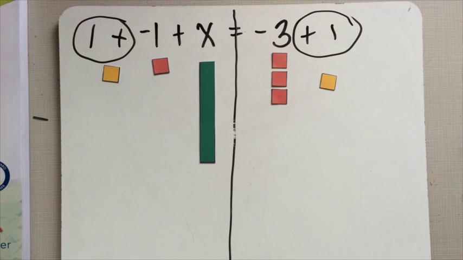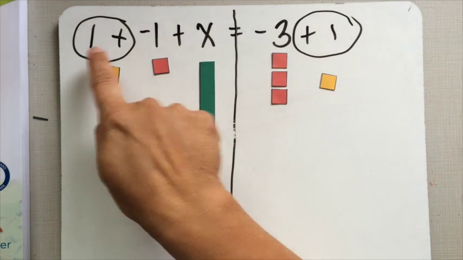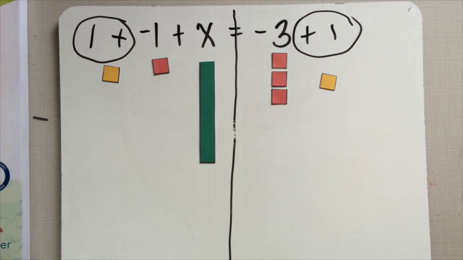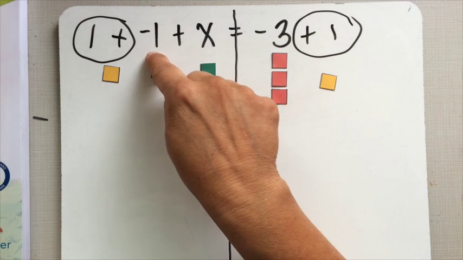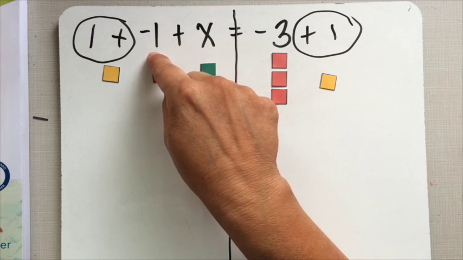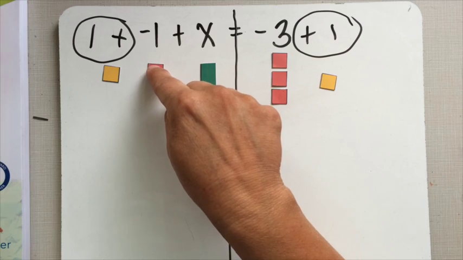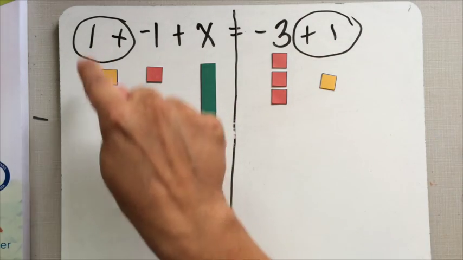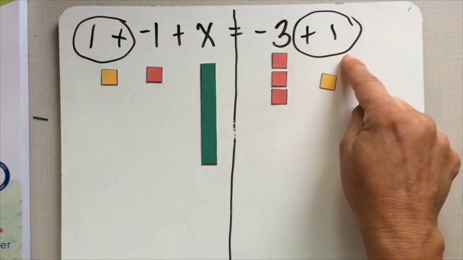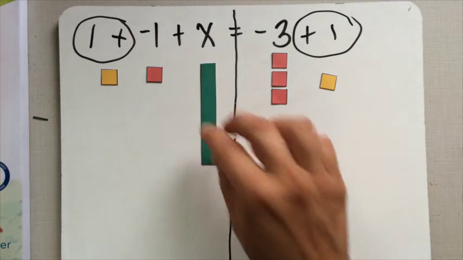All right, does your board look like mine? You can see I added 1 to both sides. I added 1 to both sides because I'm trying to get this x by itself, and it's over here being combined with a -1. To eliminate a -1, I need the opposite. I need a +1. And I circled so I could clearly see I added 1 to this side and I added 1 to this side. I did exactly the same thing to both sides.